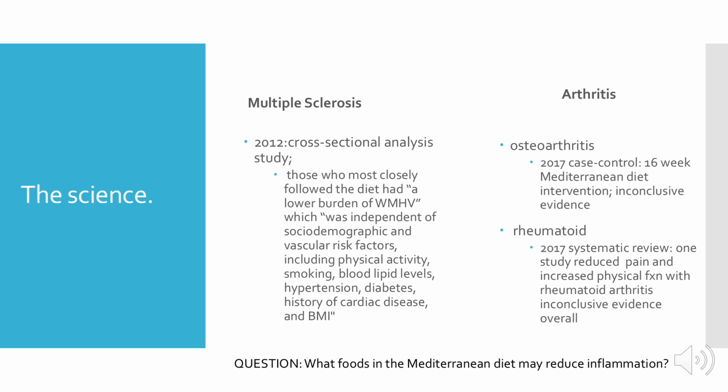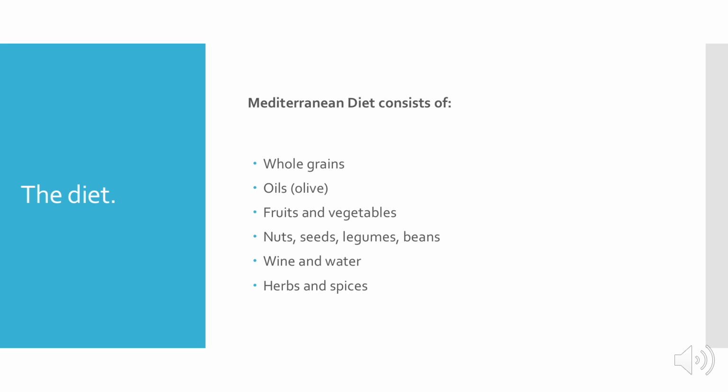So question for you, what kinds of food in the Mediterranean diet may influence inflammation and specifically reduce it? So as we've learned from class, some staple items from the Mediterranean diet include whole grains and oils, especially olive oils, a ton of produce, fruits and vegetables, nuts and seeds and legumes and beans, and that kind of rhymed, and I didn't intend for it to rhyme. A little bit of wine, a lot of water, and of course some herbs and spices.